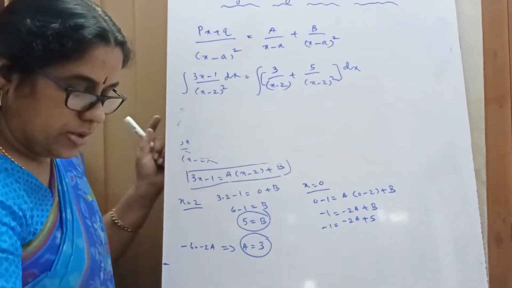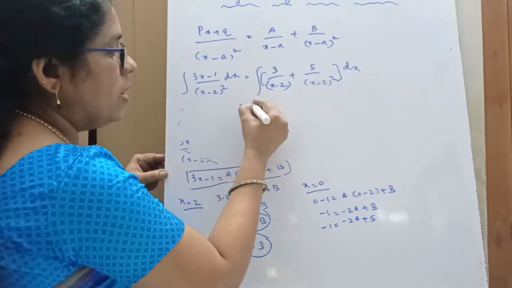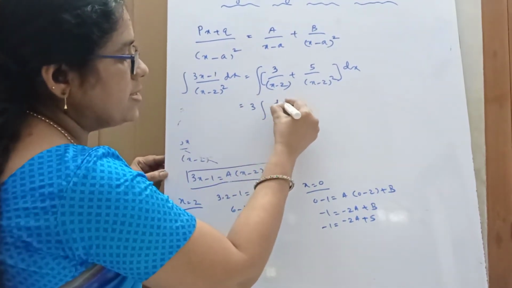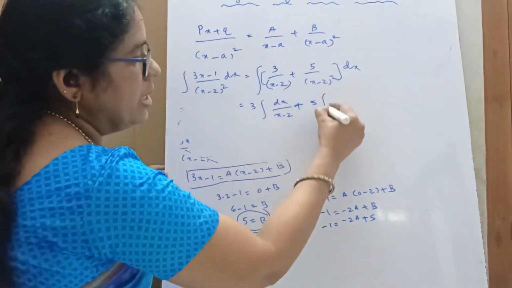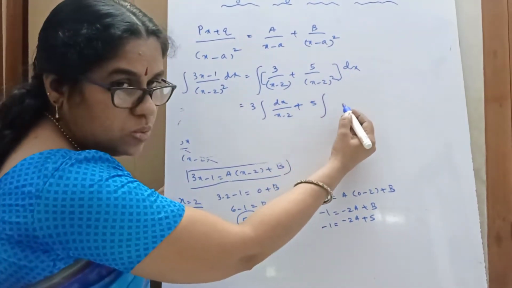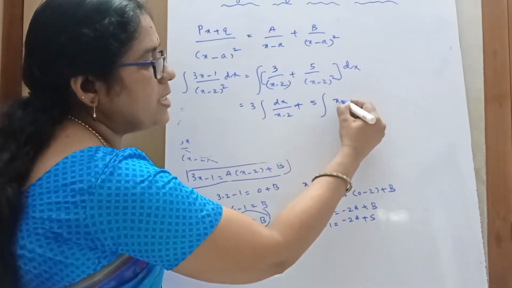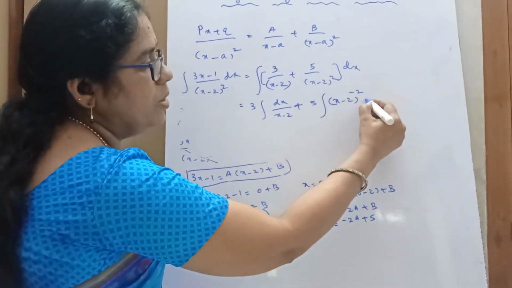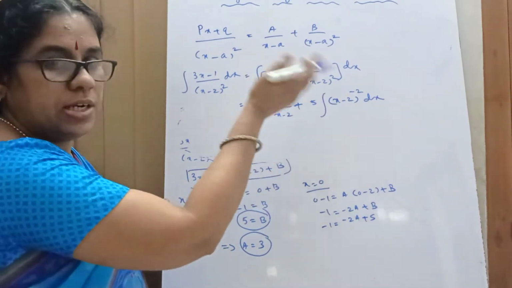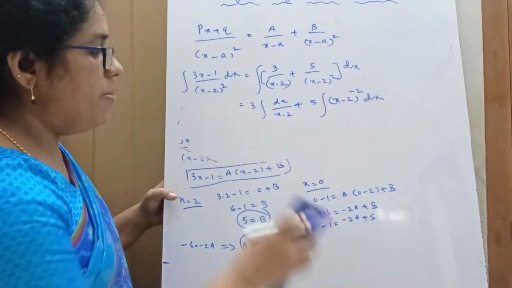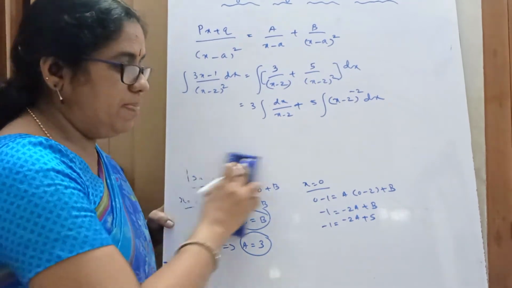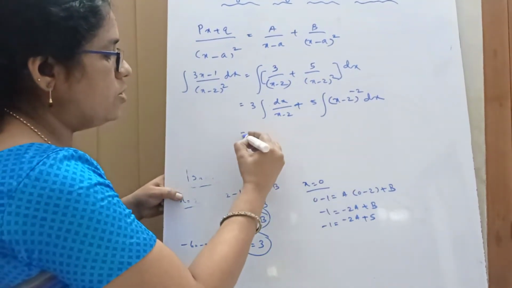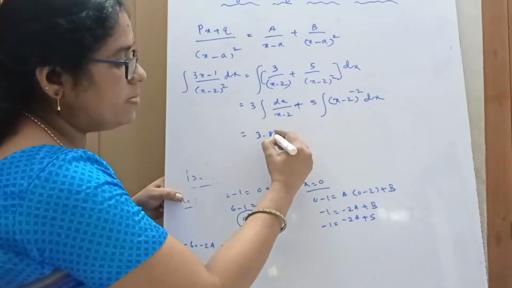That is equal to 3, we can take it outside, 3 into integral dx divided by (x - 2), plus 5 into integral 1 by (x - 2) the whole square, which can be written as (x - 2) raised to minus 2, dx. We can convert into the form x raised to n, because we know the integral of x raised to n is x raised to n plus 1 by n plus 1. That is 3 into, what is the integral of 1 by (x - 2)?